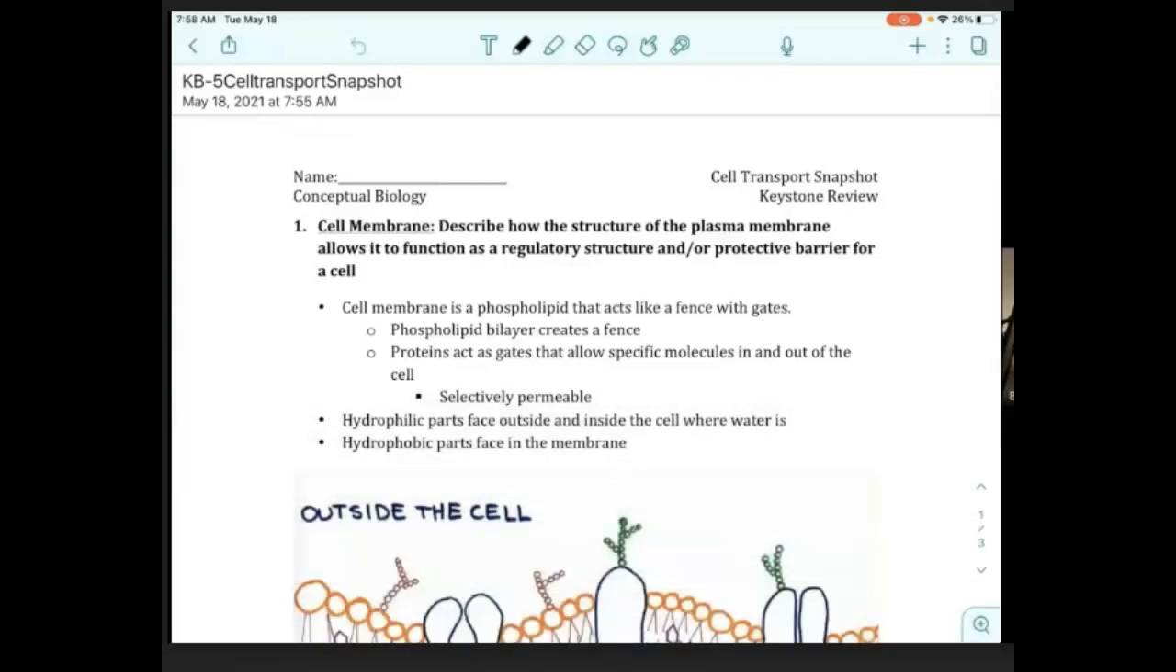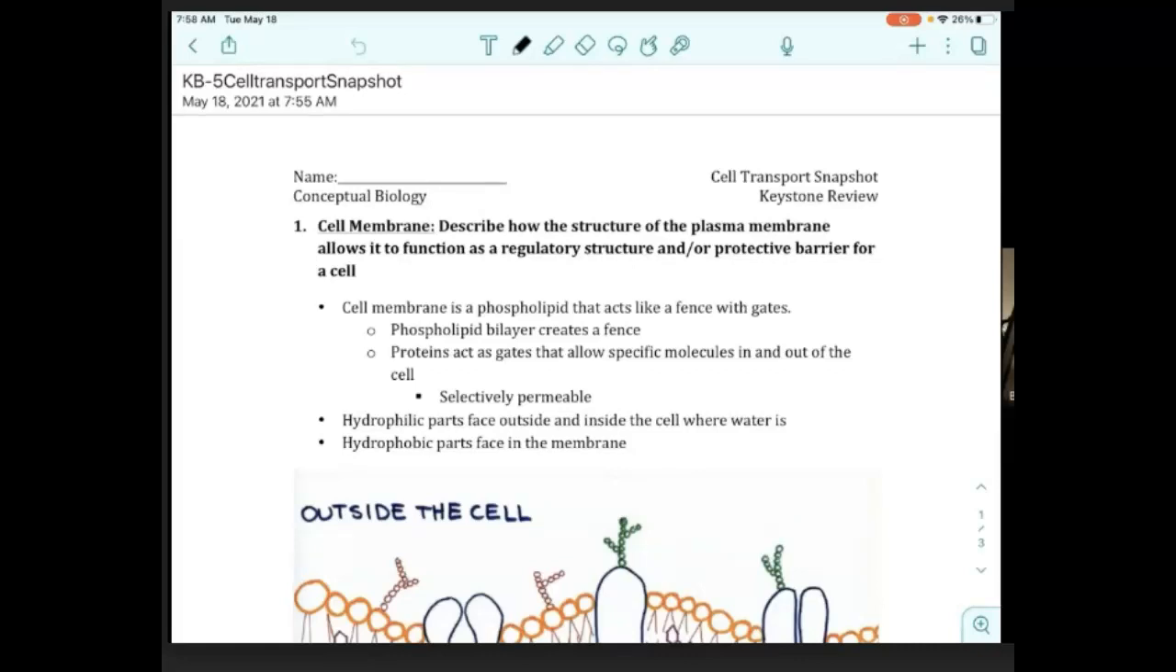put together and how it functions. And so let's take a look at the Keystone Ink. It says, describe how the structure, that's the shape of the plasma membrane, allows it to function, that's its job, as a regulatory structure and or protective barrier for a cell. Okay, so how's it put together so that it is able to regulate and protect?